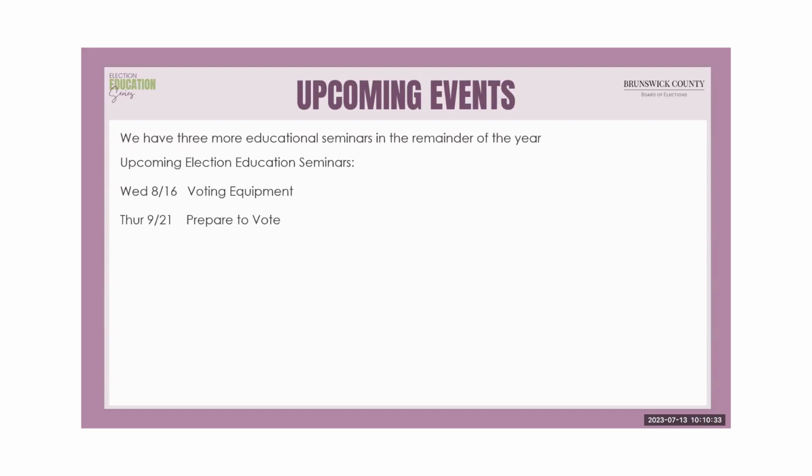Thursday, September 21st is our Prepare to Vote seminar, where you can learn what steps you can take to ensure a smooth voting experience, such as confirming your registration, knowing your deadlines and important dates, learning about same-day registration, finding your sample ballots and your assigned precinct, provisional ballots, what they are and why they are important, and candidate party promotion, what you can wear when voting, and of course, dealing with electioneers.